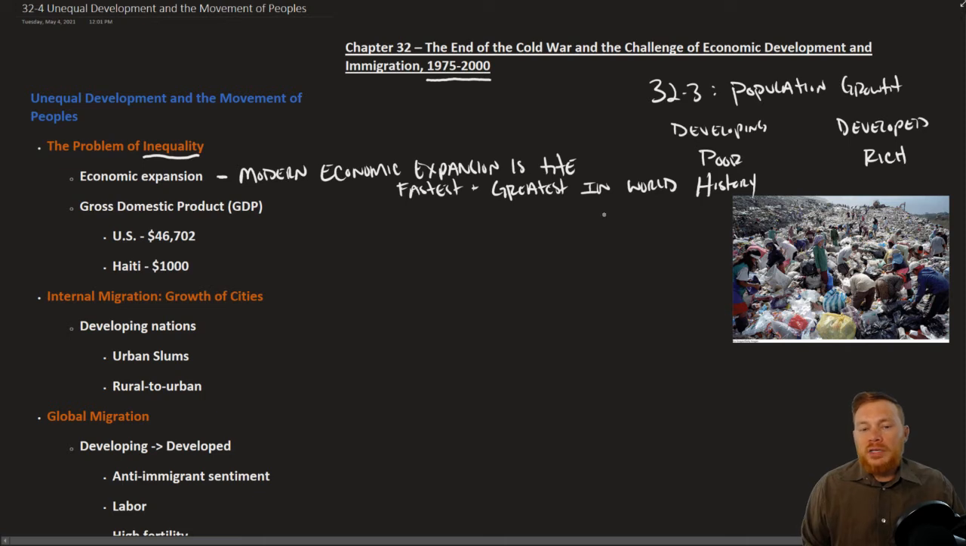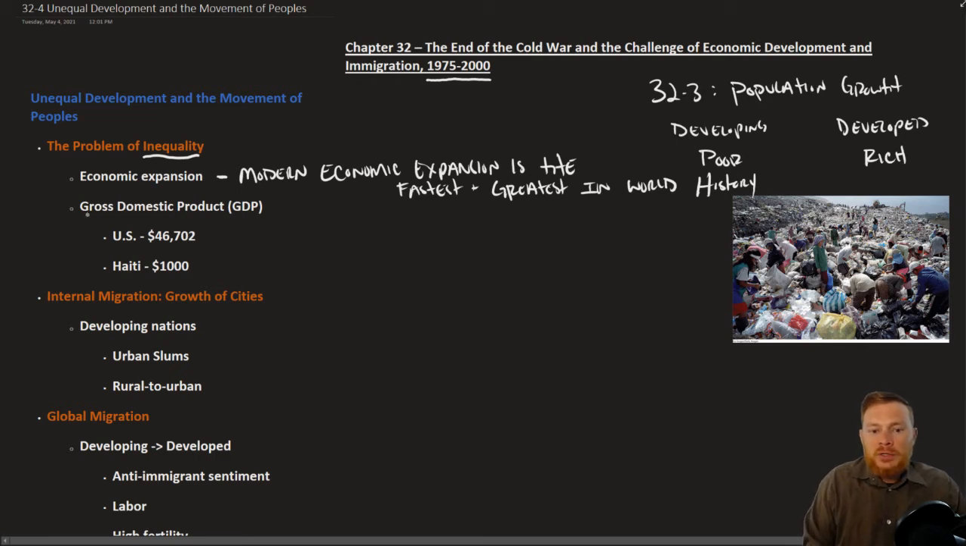Again, one of the issues, however, is that while everybody is generally better off compared to 100 years ago, or compared to really any other time in world history, the difference between those who are rich and those who are poor is growing wider and wider and wider.